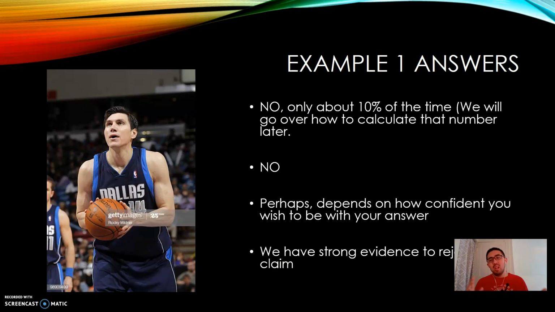Number three, it depends on how confident you want to be with your answer, right? 74, it's less, but how do we figure that out? That has to do with margin of error. We're going to talk about that later in the class. And then four, we do have strong evidence to reject the claim. Some of you may disagree, but when we learn how to calculate why, you will understand.